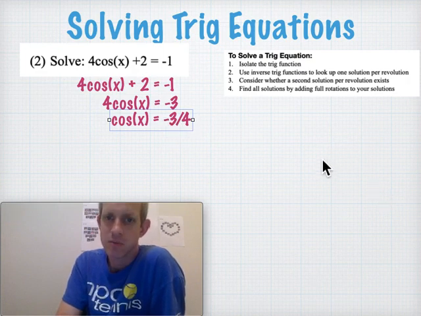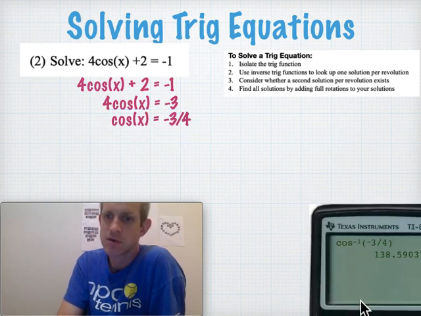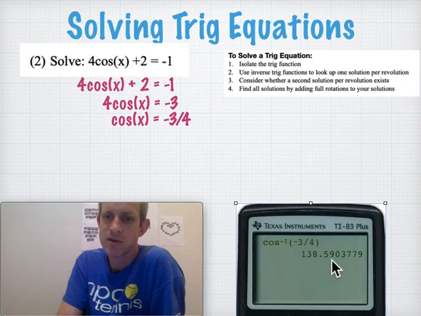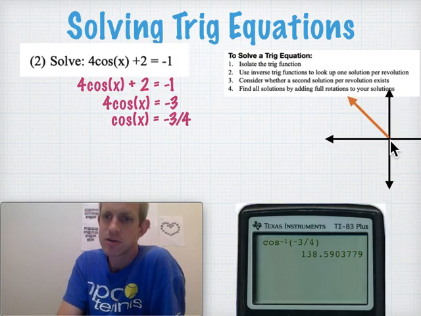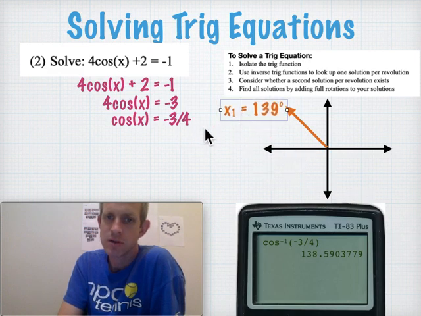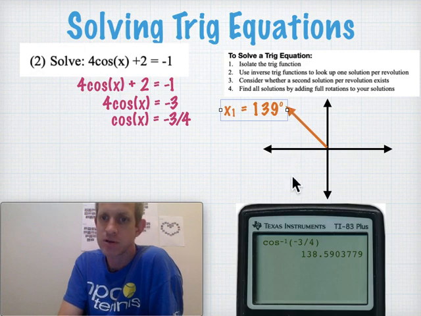At this point, I want to look up what angle gives me a negative 3/4 for a cosine. I'll be using my calculator for that. When you type in second cosine of negative 3/4, the calculator gives us 138 degrees. Here's a picture of that. Here's our first answer. That's in quadrant 2. I also need to think about another answer. This is a cosine problem, so I like to think of those as widths. I want to know what other angle has the same width as this one, the same x-coordinate. That would be one down here in quadrant 3.